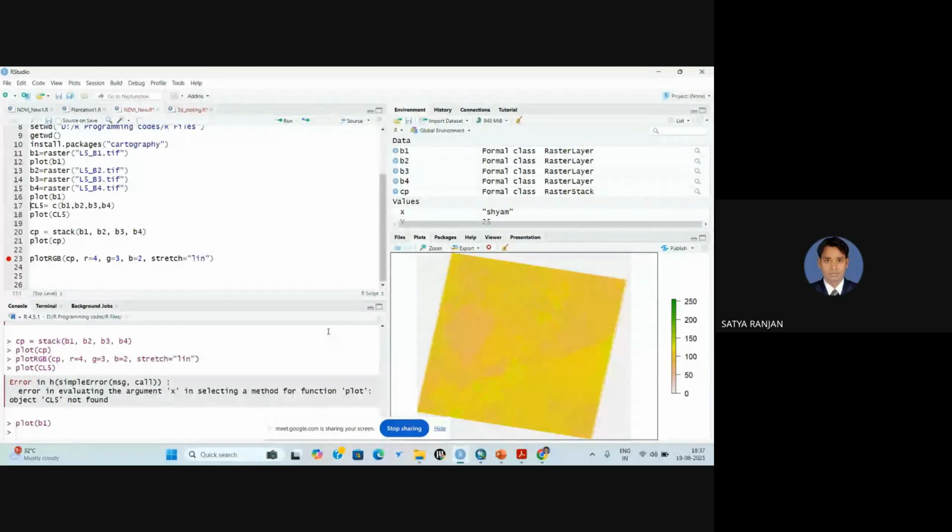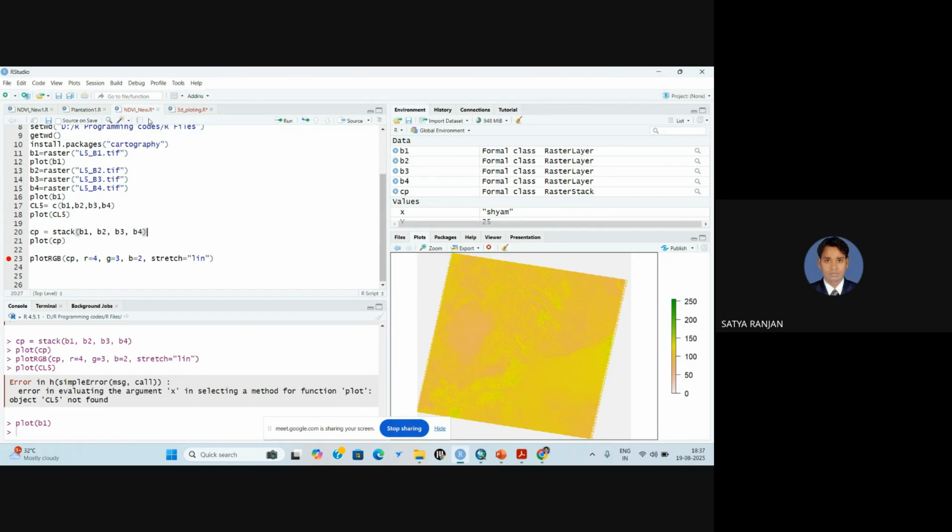In this programming there are four bands of different satellite images. We have to composite or layer stack all these images to give a color image or a multispectral image. All these bands are imported like raster L5, band 1, band 2, band 3. So this is the code: CP stack B1, B2, B3, B4.